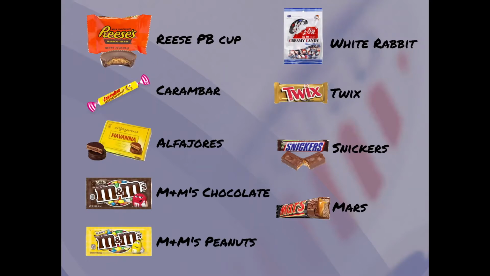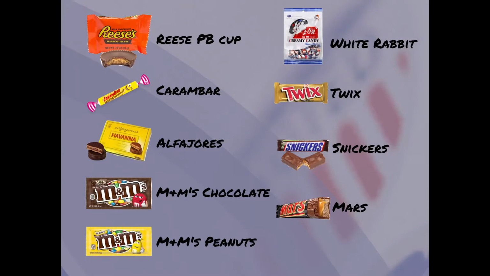So for this, I selected 9 different candies: Reese's Peanut Butter Cup, a French candy that I like named Carambar, alfajores, which is a candy from South America, chocolate M&Ms, peanut M&Ms, White Rabbit candy, Chinese candy, Twix, Snickers, and Mars. And the reason I selected these, of course, is to emulate an election with various types of candidates.